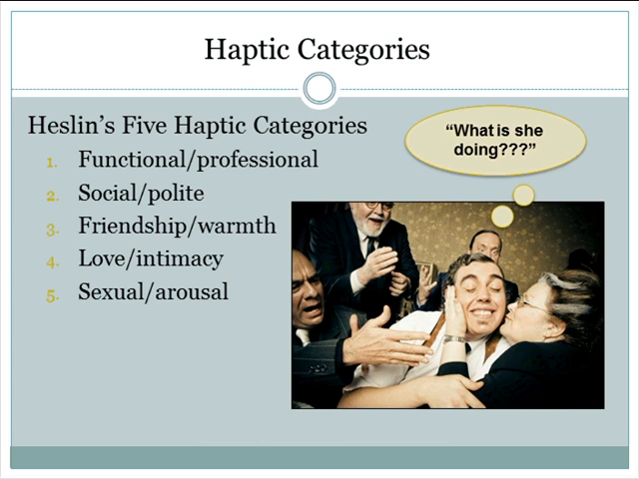I'd also like to talk to you about Richard Heslin's 5 categories that he identified of haptic communication. There's functional and professional haptic communication, and then there's social and polite, there's friendship and warmth, there's love and intimacy, and then there's sexual and arousal.